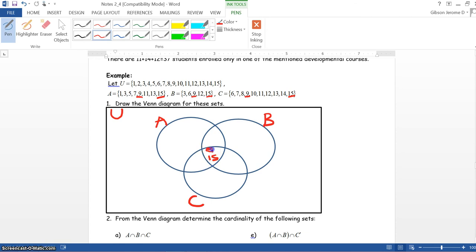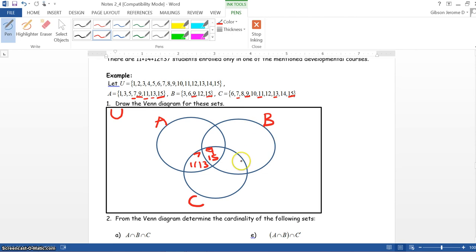Now we come to the next number. Let's just go with A here. What intersects with A and C? If you look here with A and C, you have the numbers 7, 11, and 13. That intersects with A and C. So we have 7, 11, 13.